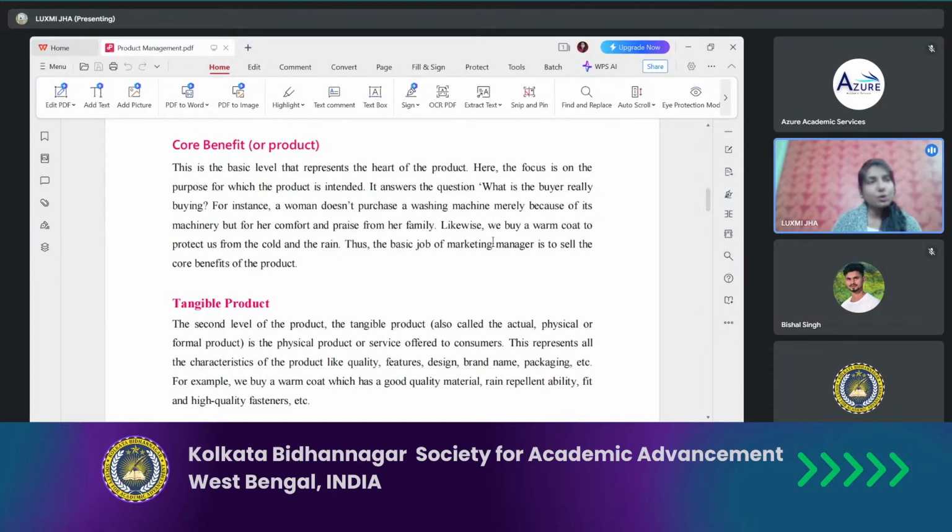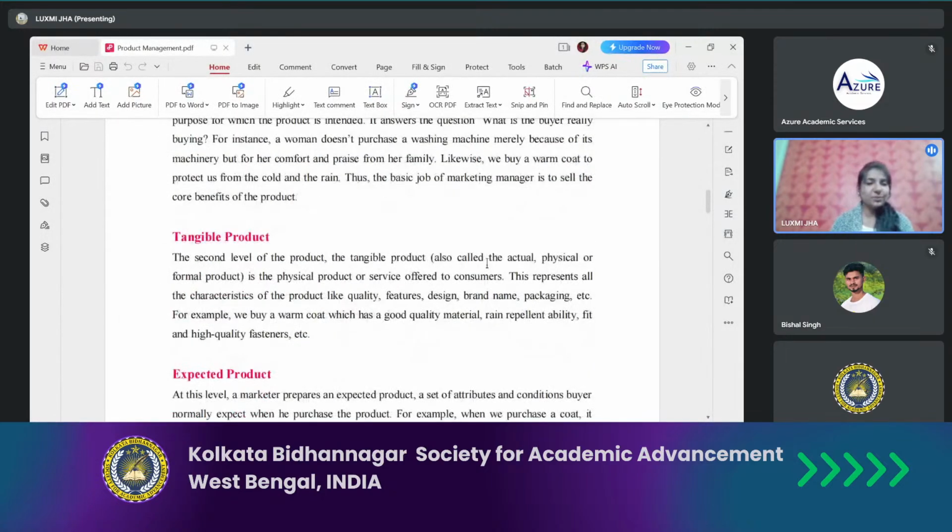When we talk about the washing machine, what is its purpose? Obviously, you cannot keep vegetables inside it. So the main benefit, the main reason for buying a washing machine, is to wash clothes. So this is the core benefit. Likewise, if we buy a warm coat, the main purpose is obviously to protect from the cold. So whenever the marketer comes up with a product that has a main or core benefit, we term those products the core benefit category.